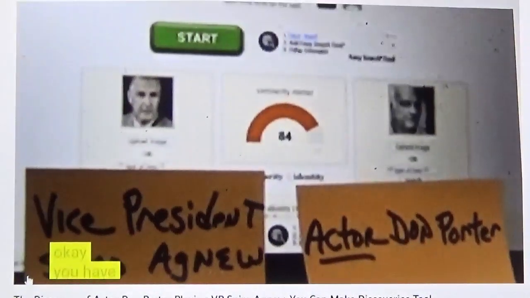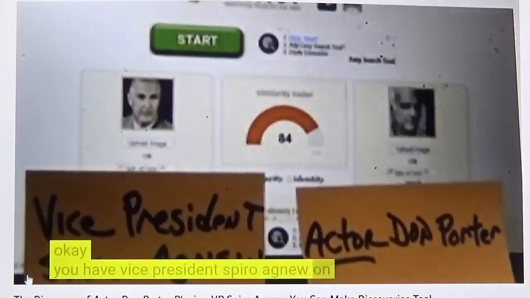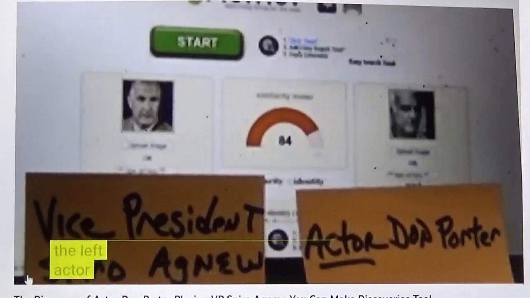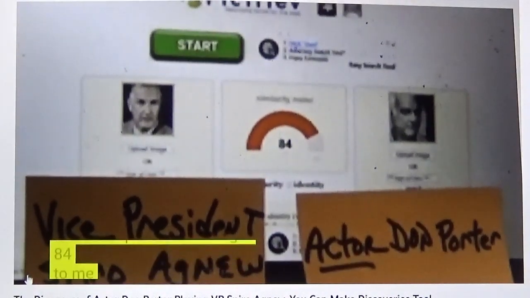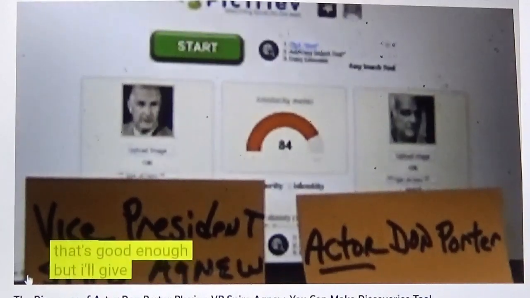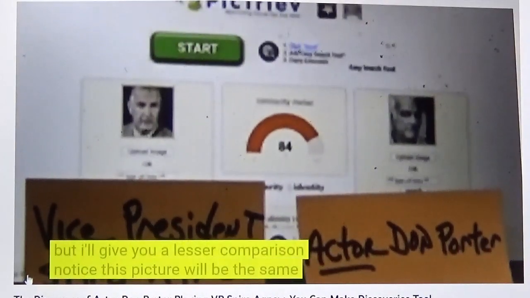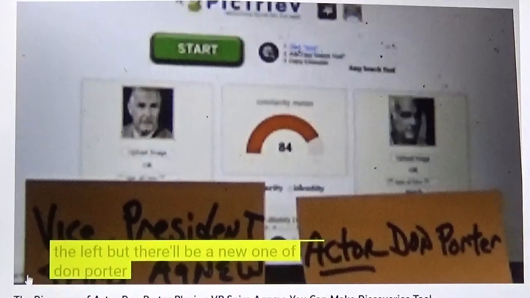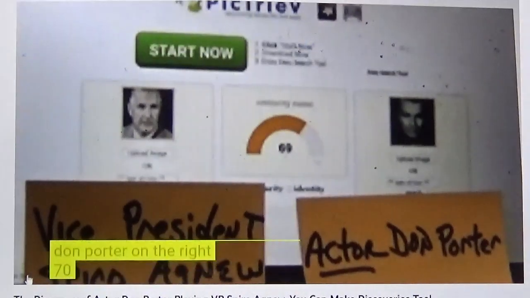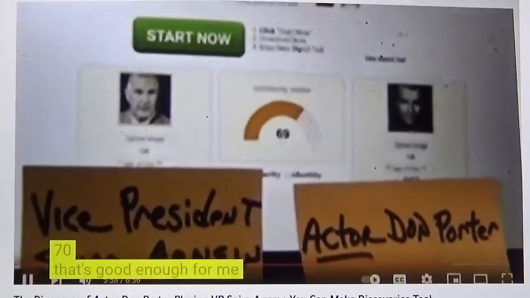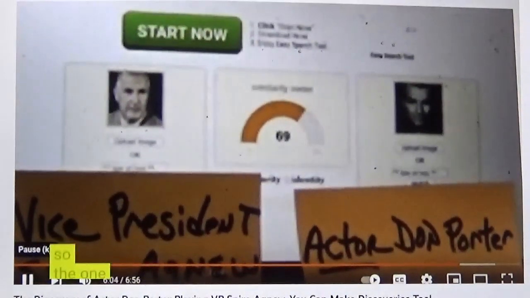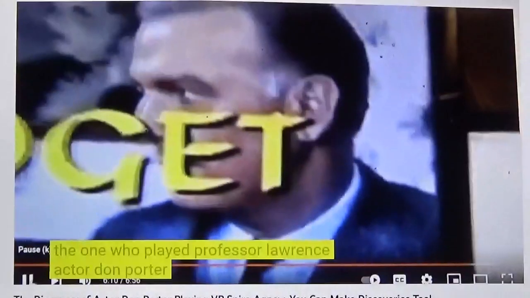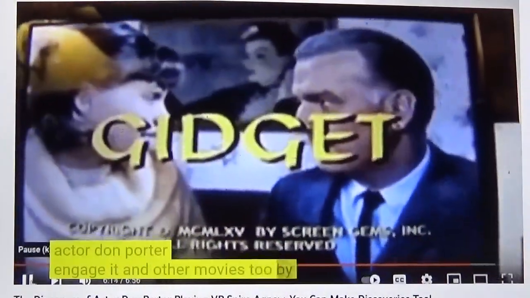Okay, you have Vice President Spiro Agnew on the left, actor Don Porter on the right. 84%. To me, that's good enough, but I'll give you a lesser comparison. Notice this picture will be the same on the left, but there'll be a new one of Don Porter on the right. 70%. That's good enough for me. So, the one who played Professor Lawrence, actor Don Porter, Gidget, and other movies too, by the way.